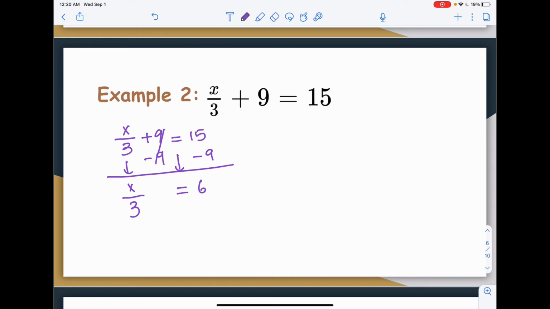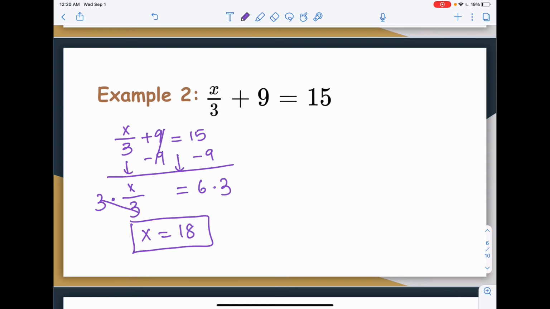And then the next step is, now our coefficient is 1 over 3, or we can also think of it as x being divided by 3. So the inverse operation would be multiplying both sides of the equation by 3. So let's multiply both sides of the equation by 3. From here, x will be 18.